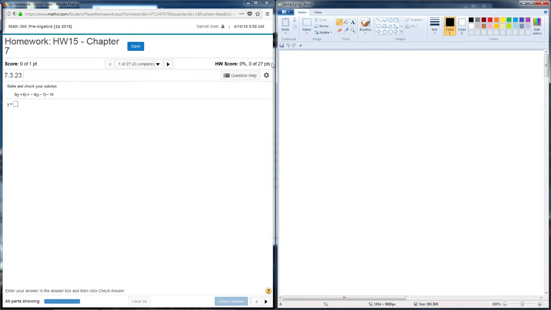Number 1, homework. We want thicker pencil. So this is homework number 15. We are number 1 right now. Math 360, homework 15, chapter 7. And it is solving equations with parentheses.